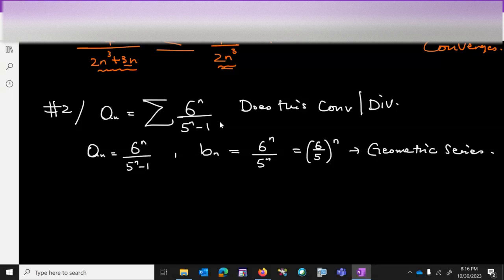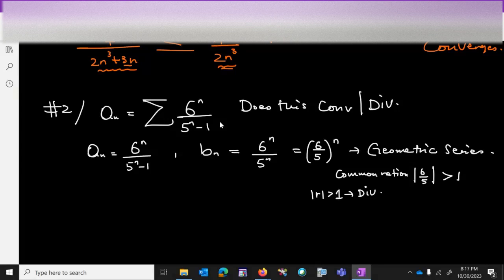So in a geometric series, you remember that we have a common ratio. The common ratio is now 6 over 5, the absolute value of which is greater than 1. You remember the rule says that if the absolute value of r is greater than 1, it diverges.